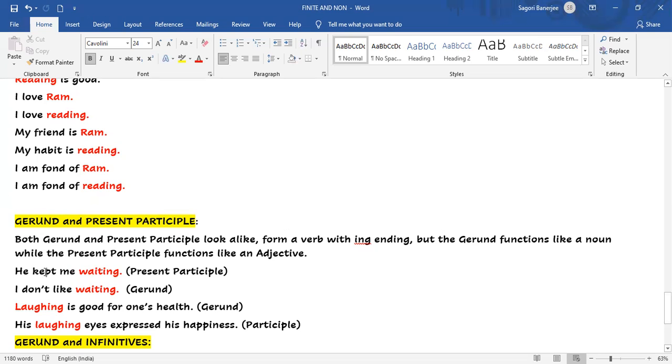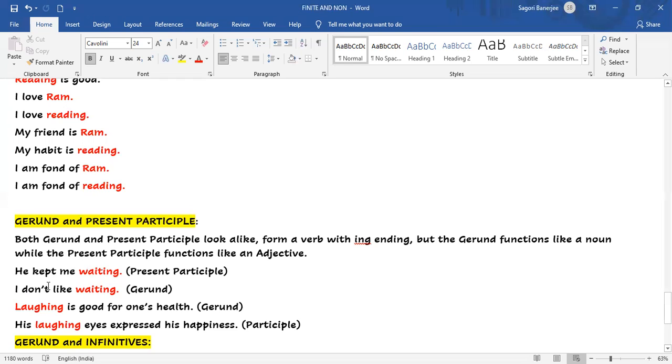Now see the example. He kept me waiting. A present participle functions as an adjective, which means it tells something about a noun or pronoun. So see, he kept me waiting. Now this waiting is a present participle. Why? It is not a gerund because it is telling something about me. I waited. He kept me waiting. Who waited? I. Me. So me waiting is telling about me, which is a pronoun. So waiting is a present participle.